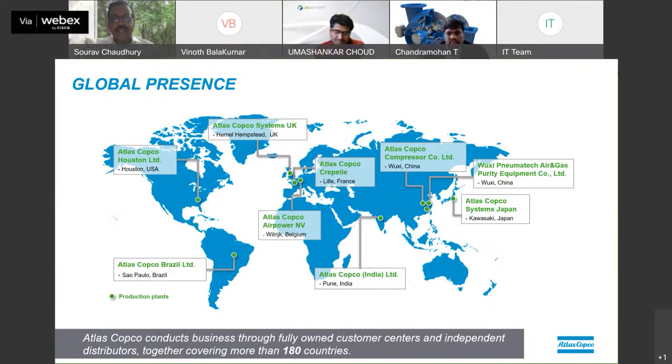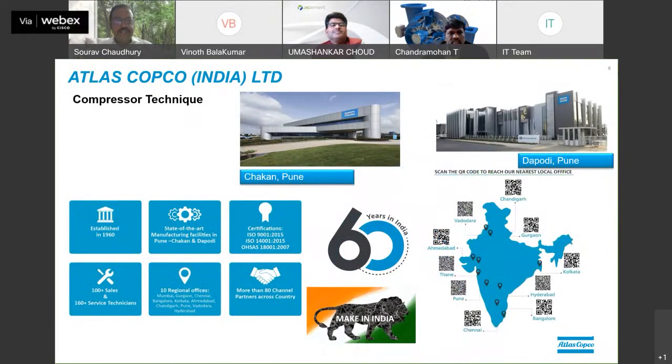Also, we have 2 plants in Pune, and I'm based in one of the plants in Pune. So these are the 2 plants that we are talking about in India, one in Dapuri and one in Chakan. Both are in Pune. And we have been in India since the 1960s, so we are here more than 60 years in India.